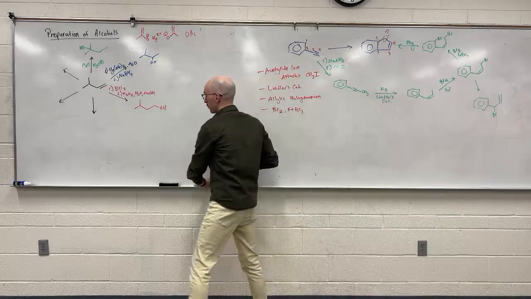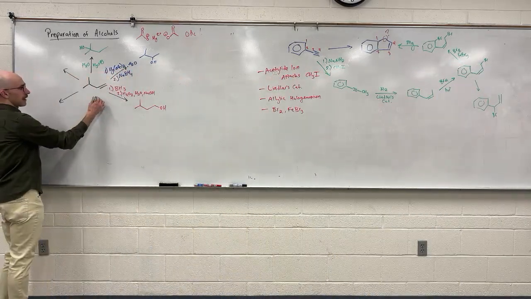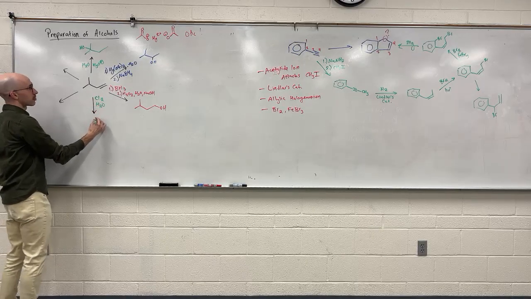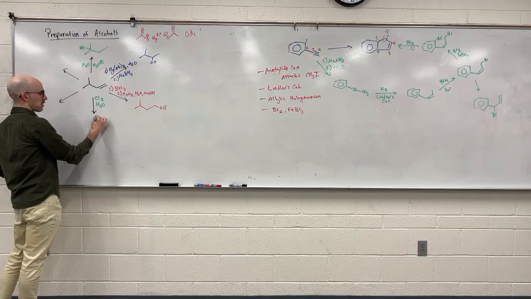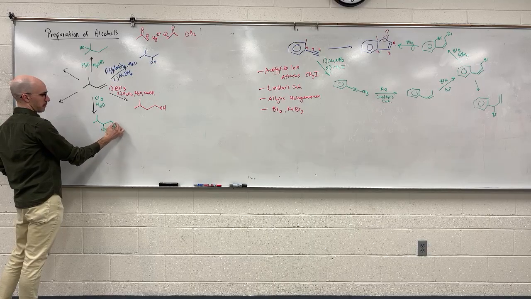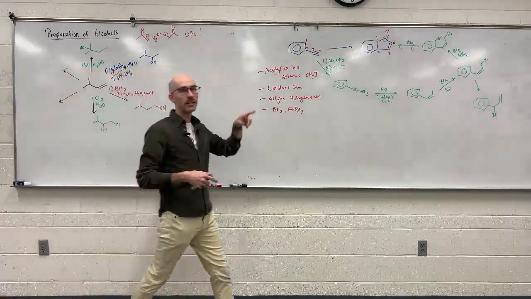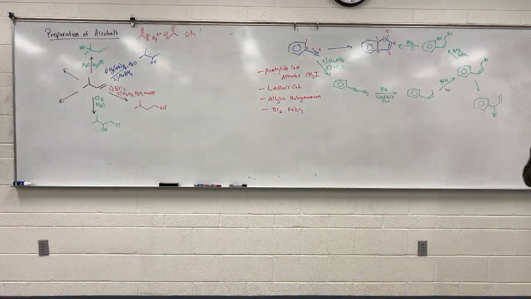Couple of others that we should remember. Halohydrin addition. Let's say Cl2 and H2O. This is very similar to the halo ether, but instead of using an alcohol solvent, I use water as a solvent. Water is a precursor to alcohol. Alcohol is a precursor to ether.